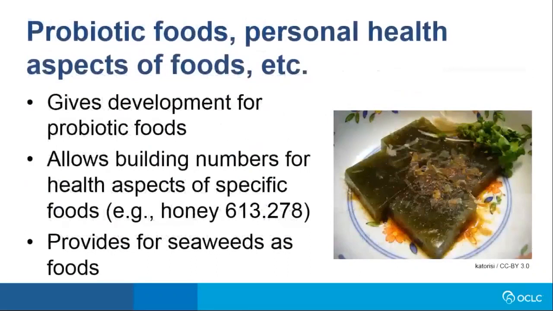On a similar note, we've made development for probiotic foods. These are foods meant to encourage the growth of the helpful microorganisms in the human body. And we've also created a place where you can build numbers for work on the health aspects of specific foods. We give honey as the example in the schedules. We were also seeing works on seaweeds as foods, and there was not previously a clear place for those to go. So as we were working on this, we came up with provision for seaweeds as food as well.